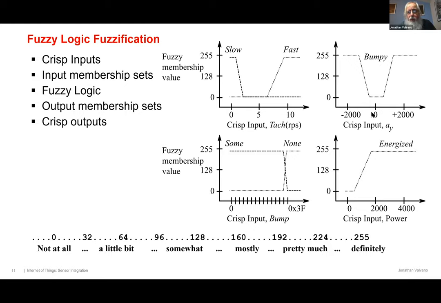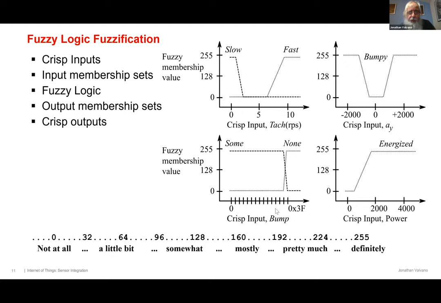And so again, we're going to be able to combine sensors together. So we have another sensor, which is the acceleration. And so if the acceleration is very negative or very positive, you're bumpy. In other words, it's shaking a lot.